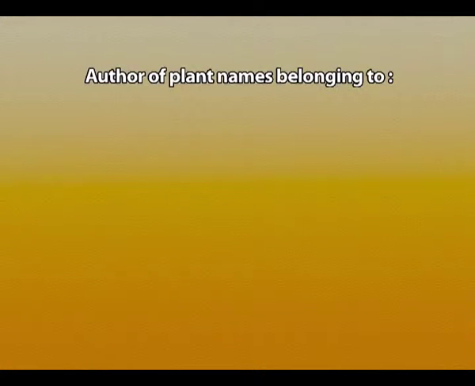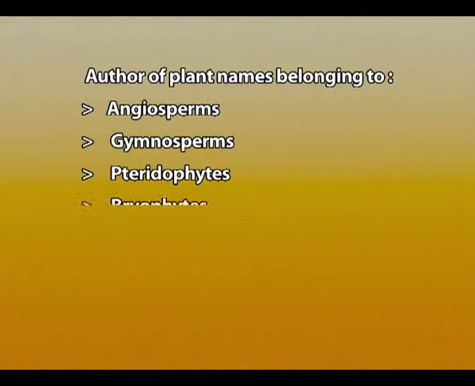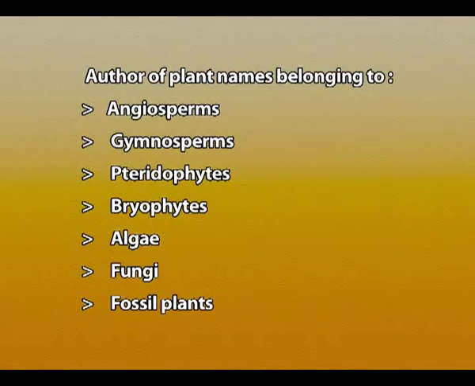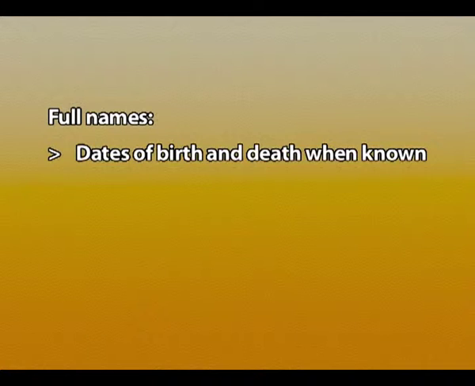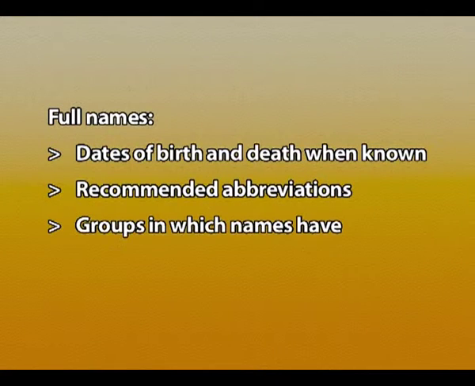One more aid is Authors of Plant Names. As we know, the scientific names are given by different taxonomists. There has to be an index whereby all the scientific names along with their authors have to be published. This monumental work was published by Brummitt and Powell in 1992 from Royal Botanic Gardens. It is basically an index of authors of plant scientific names. It includes authors of plant names belonging to angiosperms, gymnosperms, pteridophytes, bryophytes, algae, fungi and fossil plants. In this we have full names, dates of birth and death when known, recommended abbreviations and groups in which names have been published or given for each of the authors.